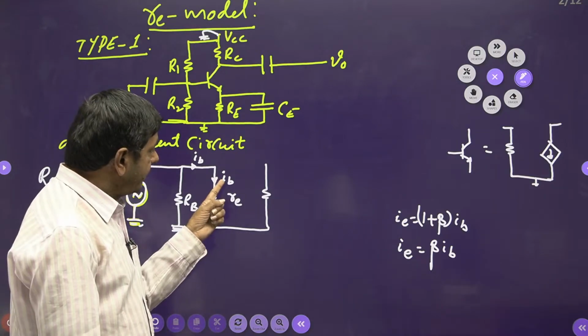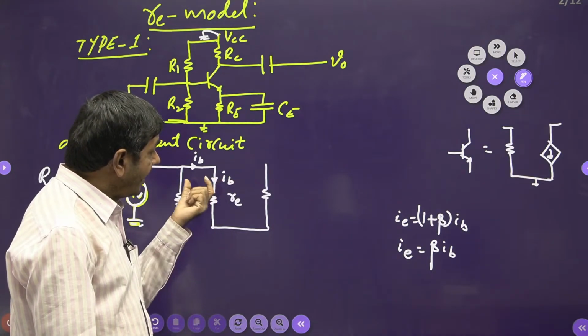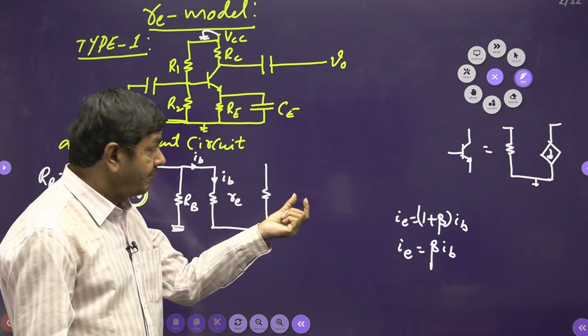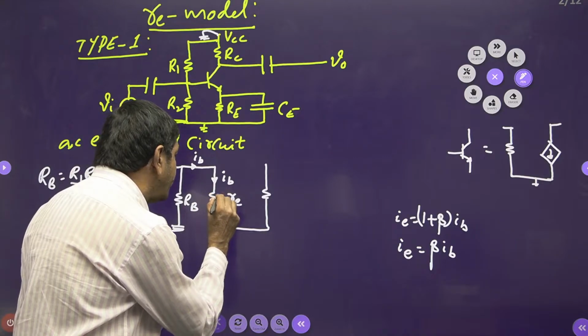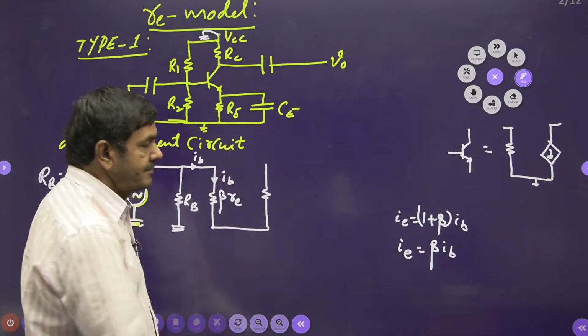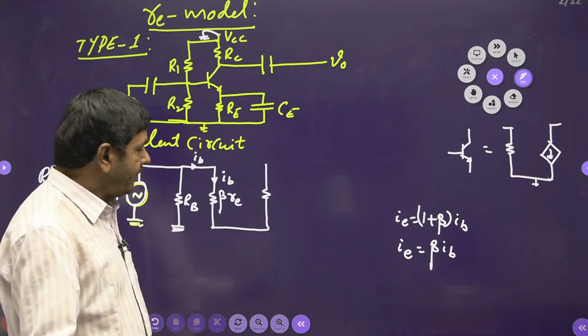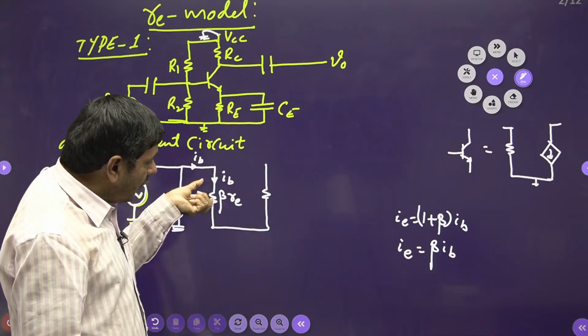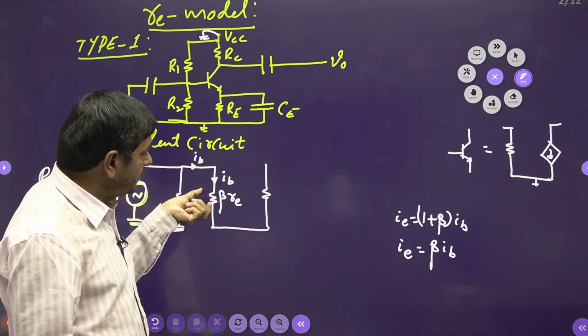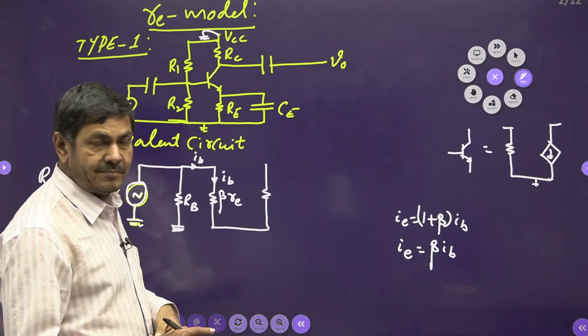If IB is taken, what will I get? IE equal to beta into IB. Beta is not taken here now. That beta I would like to multiply to this RE. Catch my point. IE into RE is nothing but the drop across this. IE into RE only is possible.